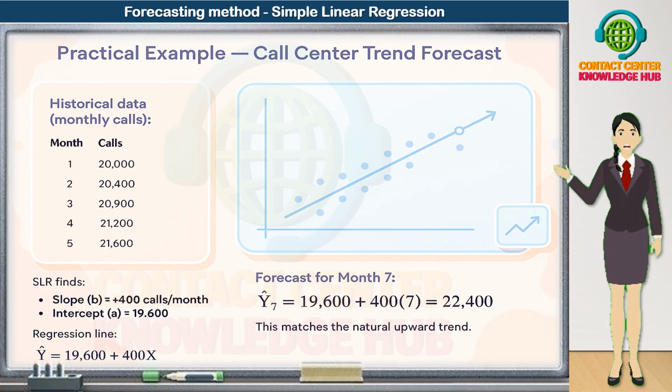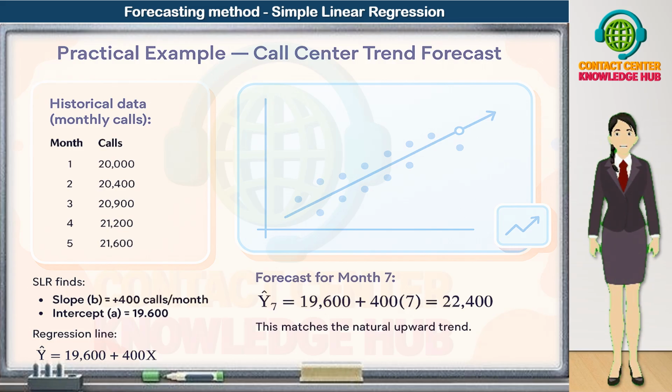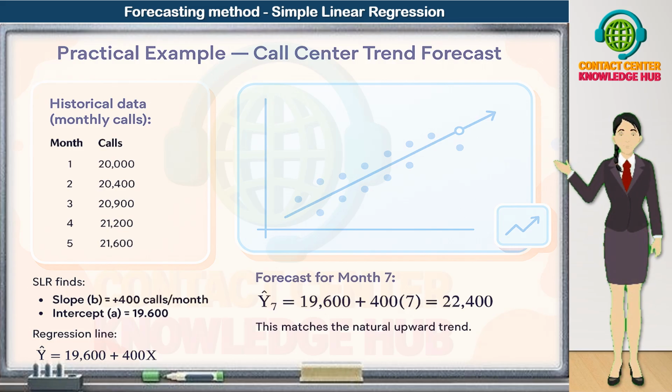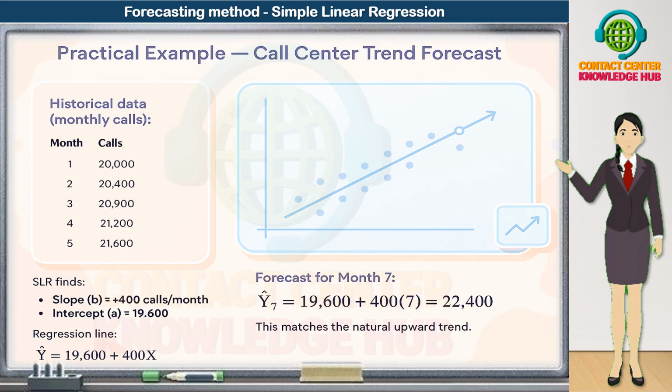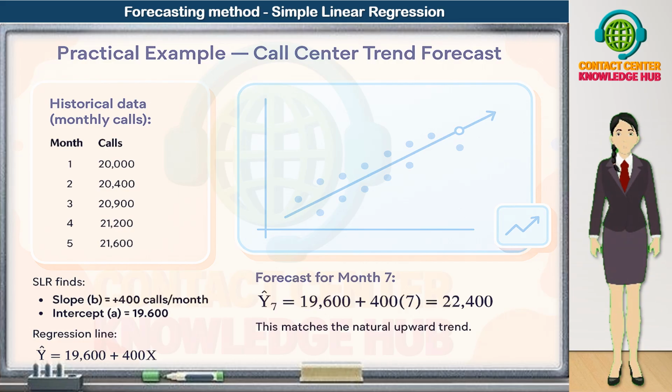Now let's forecast month 7. We substitute x equals 7 into the equation. Y equals 19,600 plus 400 times 7, which equals 22,400 calls. This forecast aligns perfectly with the natural upward trend in the historical data. Simple linear regression helps us quantify that trend and project it forward with confidence.